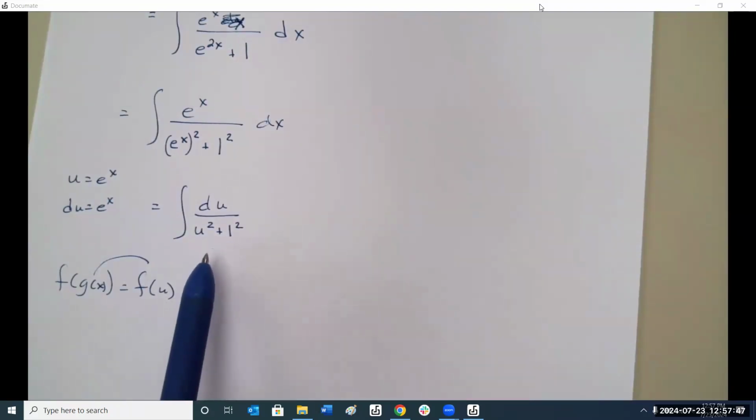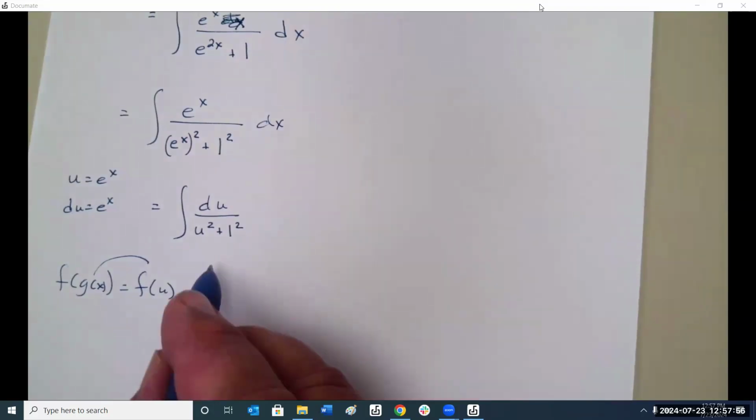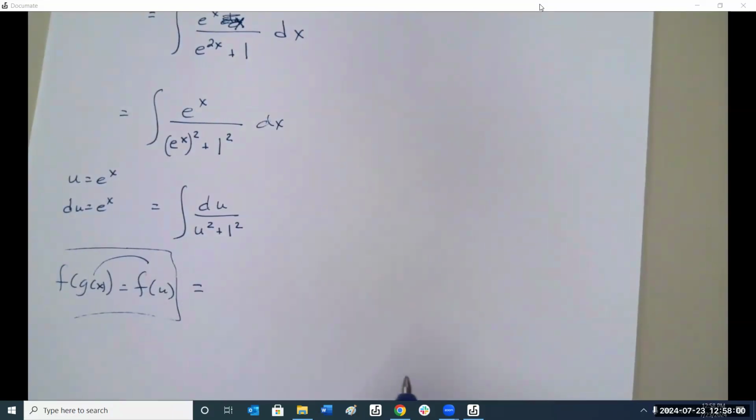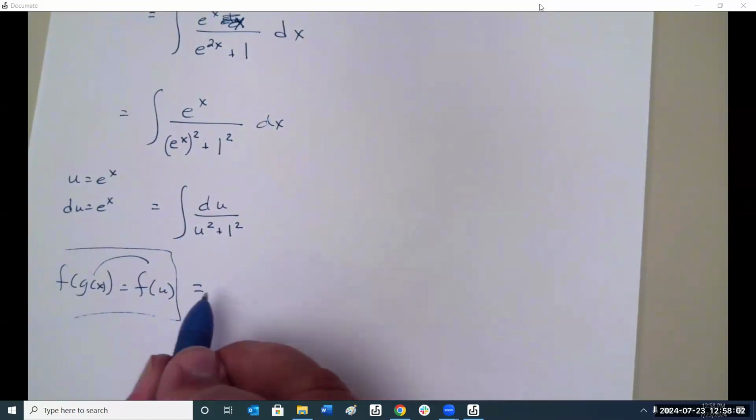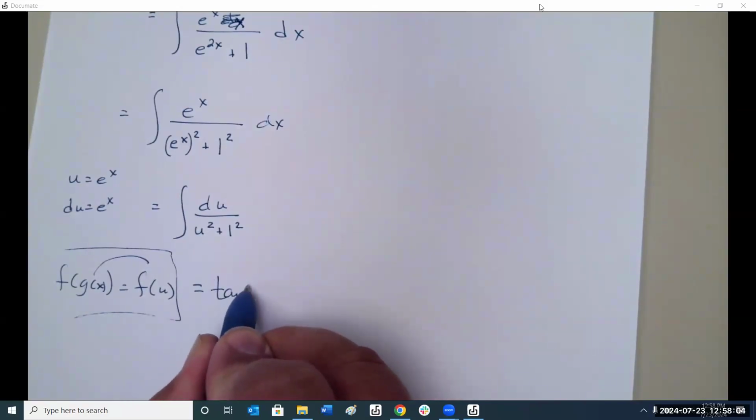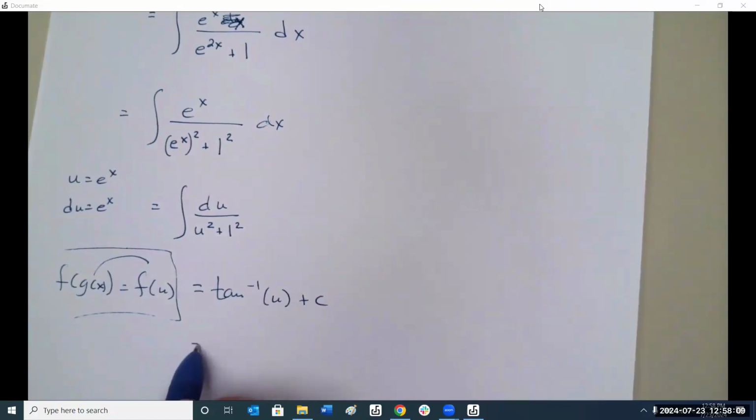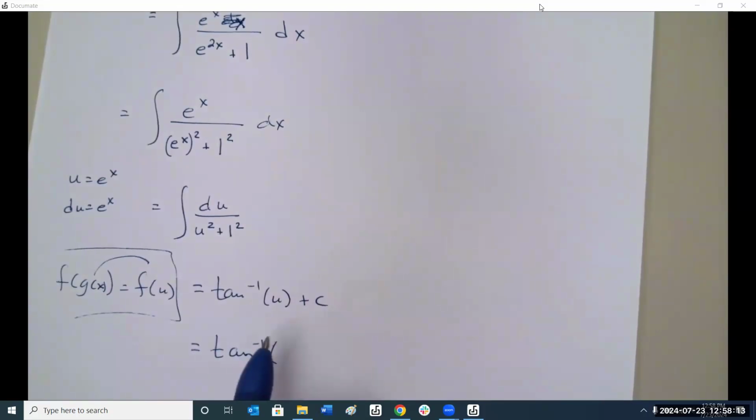So what does that look like? What does the chart tell us the integral is going to be? 1 over a times the inverse tangent of u over a, plus c. The inverse tangent. What is u? E to the x, plus c. And there's our answer.